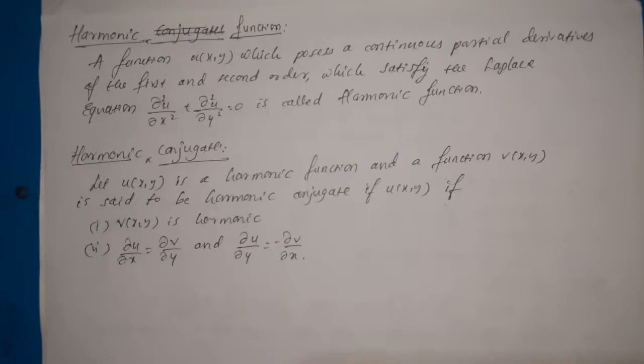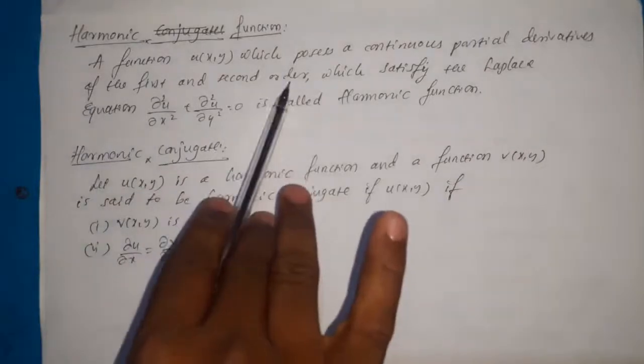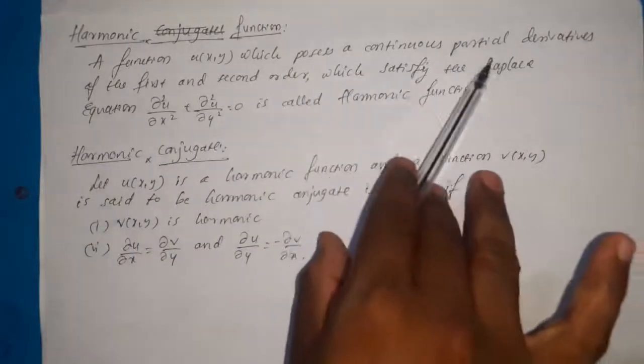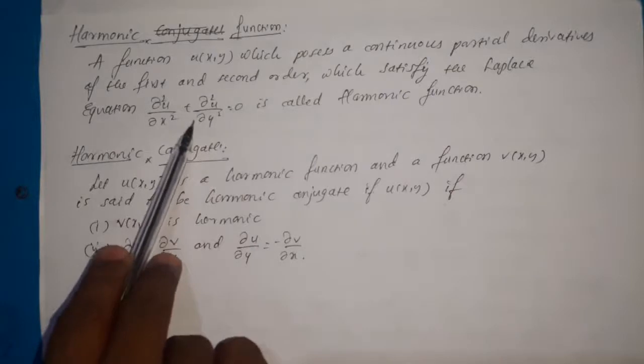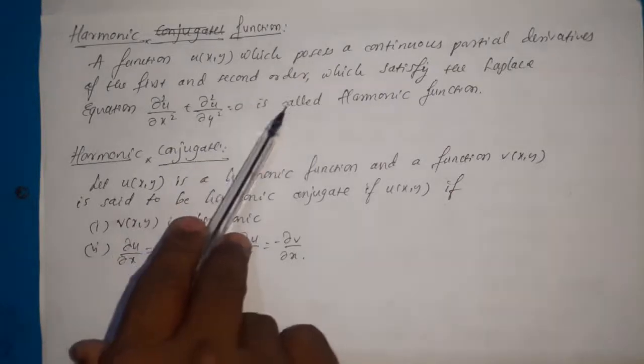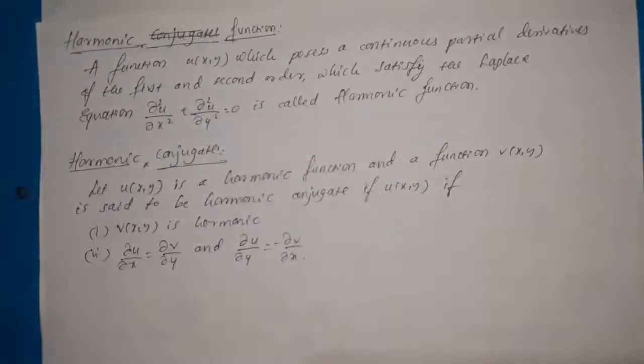The next definition is harmonic function. A function u of x comma y which possesses continuous partial derivatives of first and second order and satisfies the Laplace equation dou square u by dou x square plus dou square u by dou y square is equal to 0 is called a harmonic function. Here, a function of a complex variable has two parts, one is the real part and one is the imaginary part. The real part is represented as u of x comma y and the imaginary part is represented as v of x comma y.